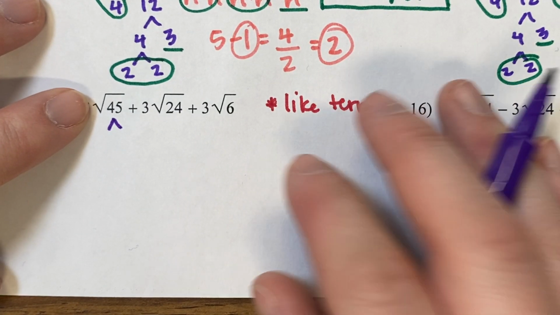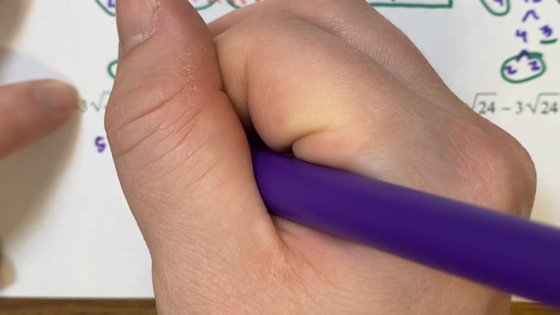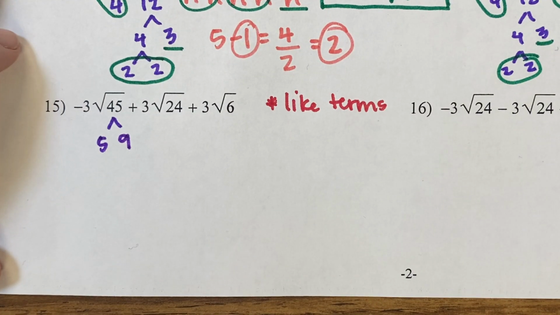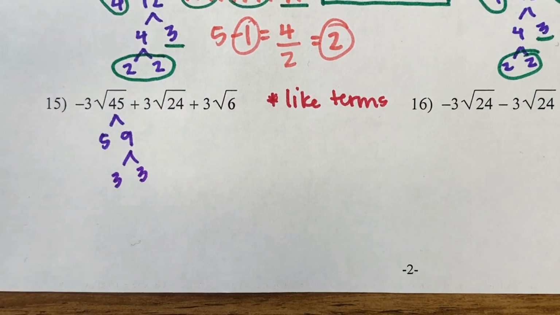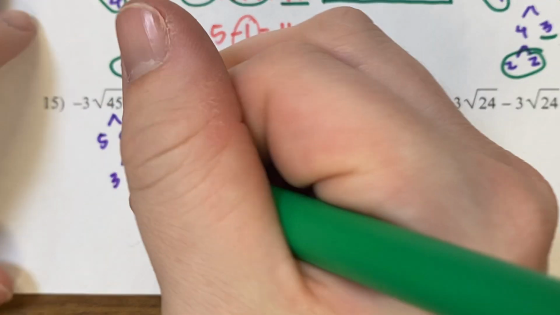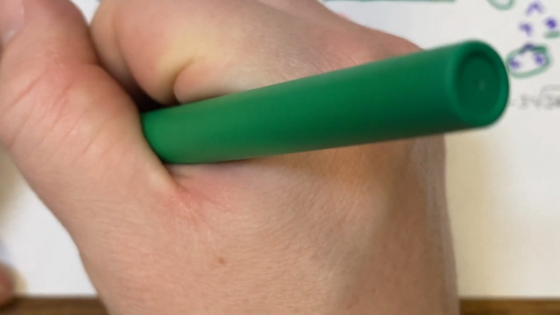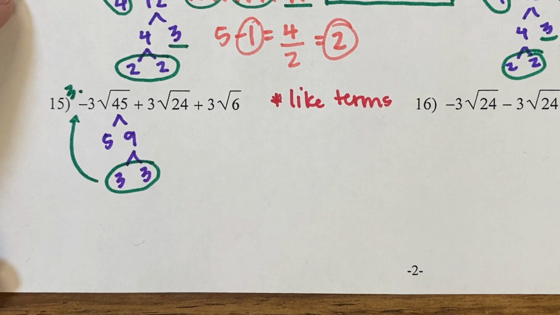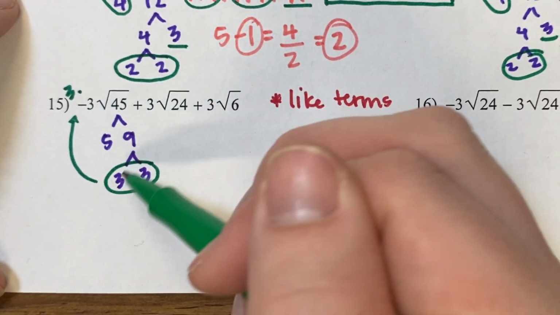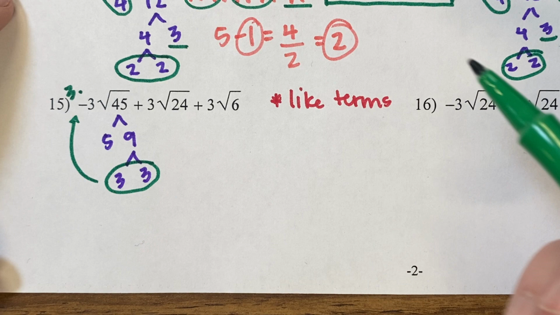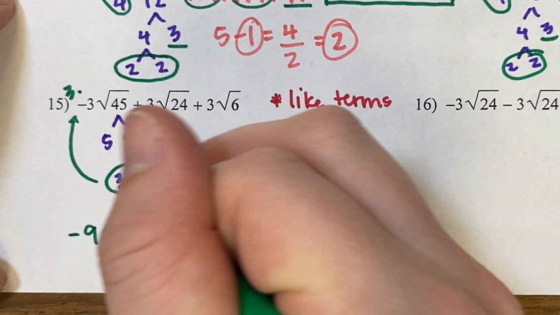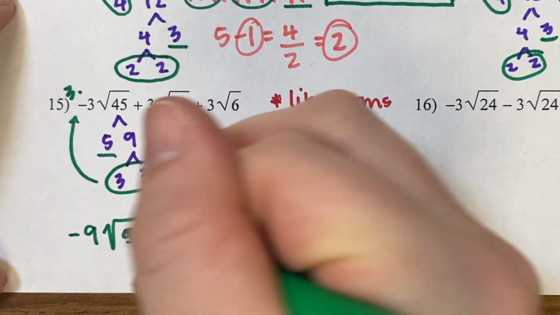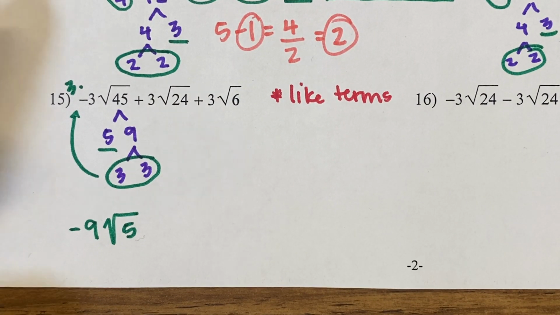Okay, so 45, I know, can be divided by 5, and that gives me a 9. 9 I really like, because that gives me 3 and a 3. So I have a couple of 3s that gets to come out and multiply by who was already outside, the negative 3. So this whole first piece, negative 3 root 45, turns into 3 times negative 3, negative 9 root 5. So that was the guy who had to stay inside.